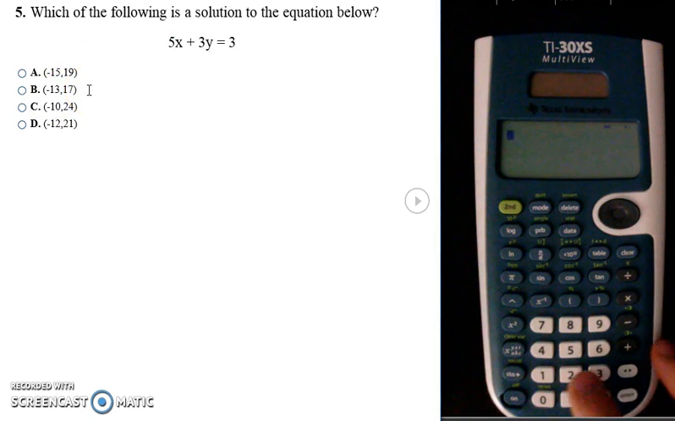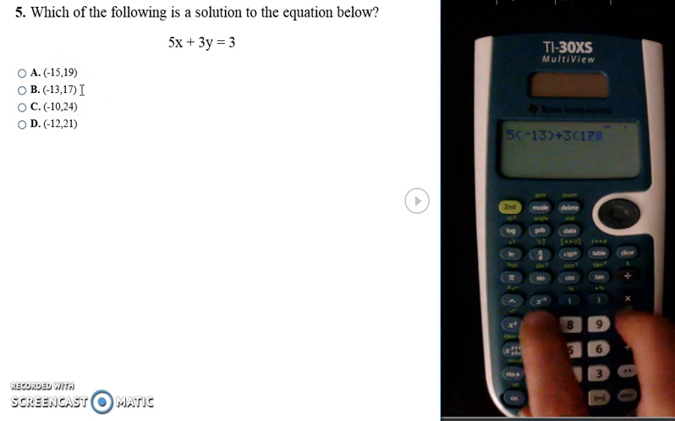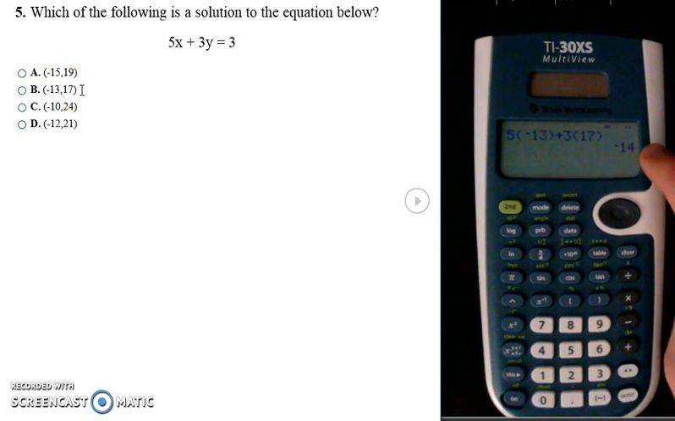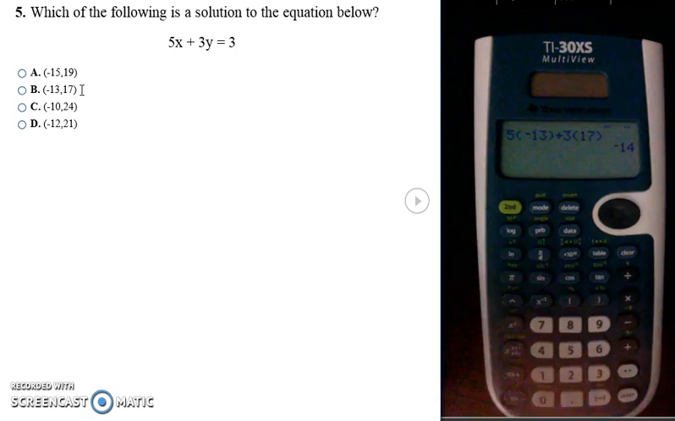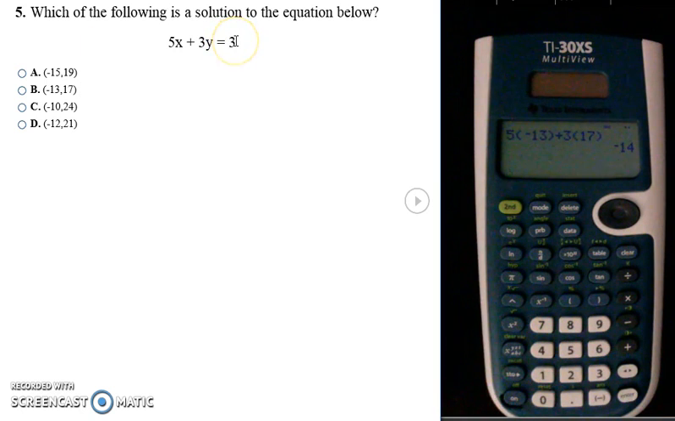So that means I'm going to take 5 times my x number, which is negative 13. So I'm going to have negative 13 in parentheses, plus 3, and then it's a y, so my y number here is 17. So I'm going to have 17 in parentheses. I press enter, and that gives me negative 14. So that means 3 and negative 14, those aren't the same number, so B isn't going to be my answer either. So I'm going to try C.